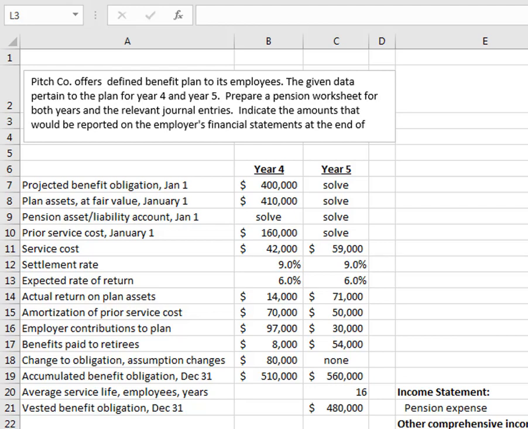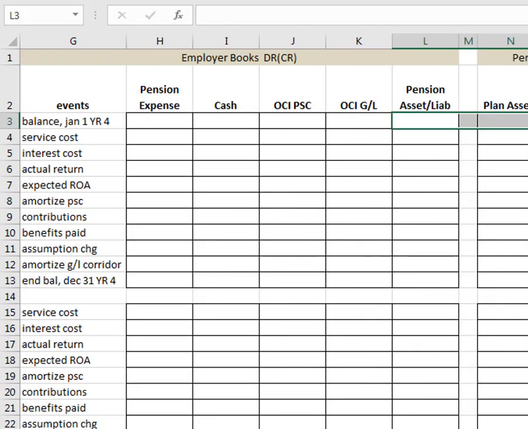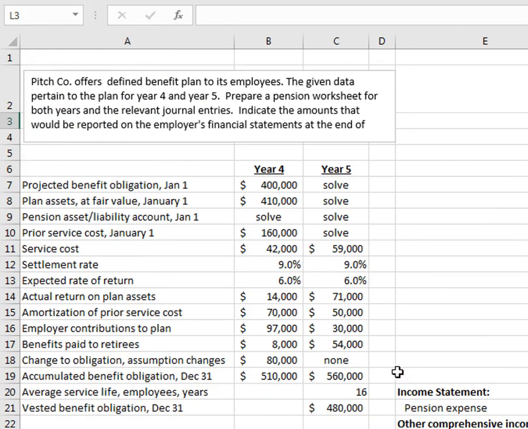So we're going to be working on Pitch Company, and we're going to be doing 2 years, and we're given some data, some things are missing, and we have a pension worksheet over here, and we're going to be completing it. And this exercise presumes that you've already had some practice, you've already had the lecture, you've already done some prior work, and so this is just a way to wrap it up and cumulatively touch all the major parts.